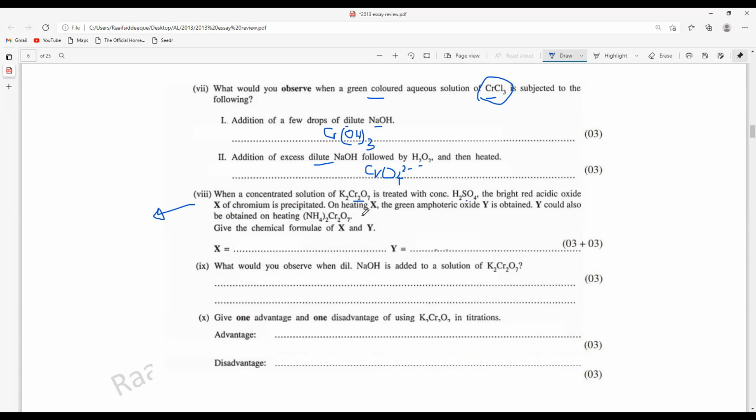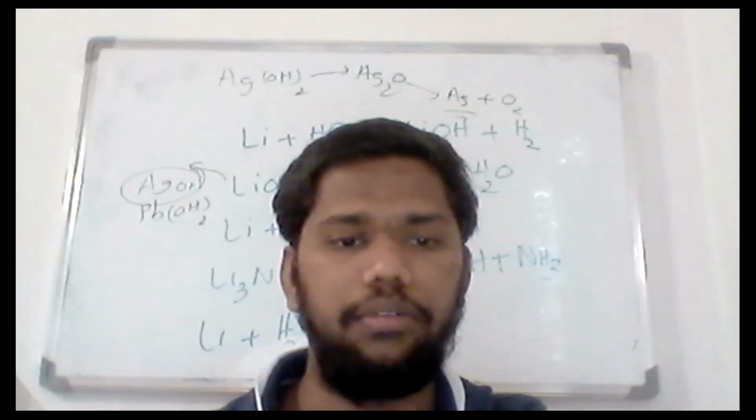And on heating X, a green amphoteric oxide Y is also given. And Y also could be obtained on heating ammonium dichromate. So if you remember our decomposition of ammonium salts, I have given you the decomposition of ammonium dichromate. If you decompose ammonium dichromate, it will form nitrogen, Cr2O3, plus water, right?